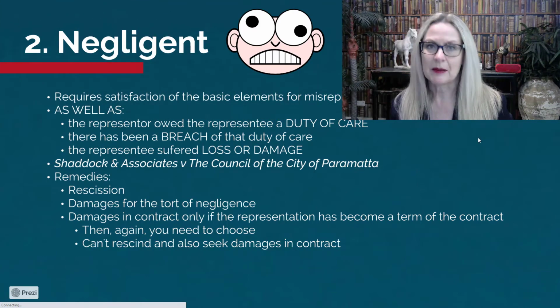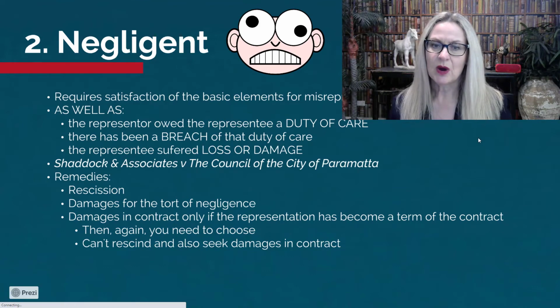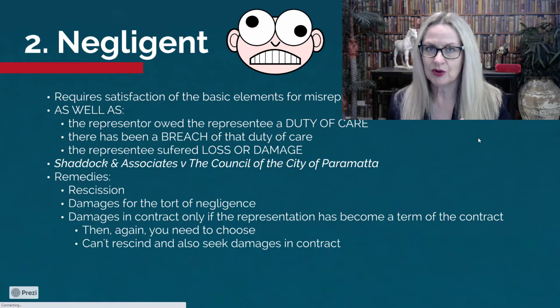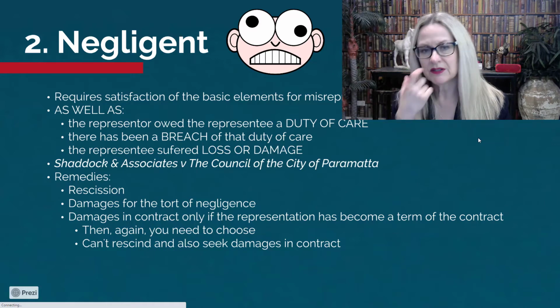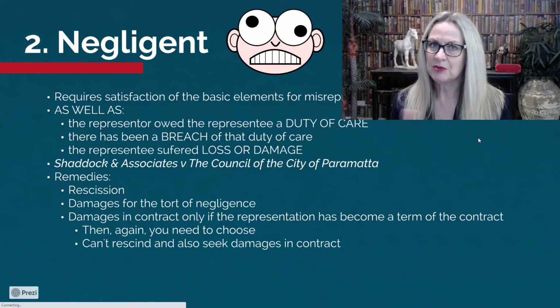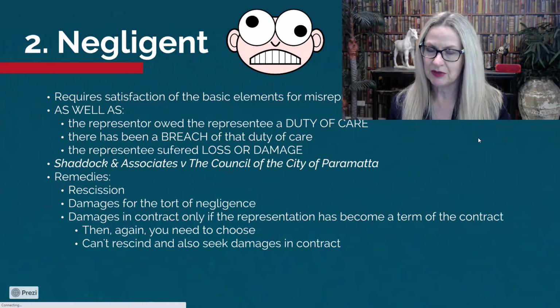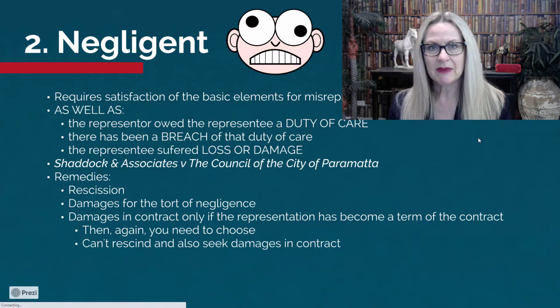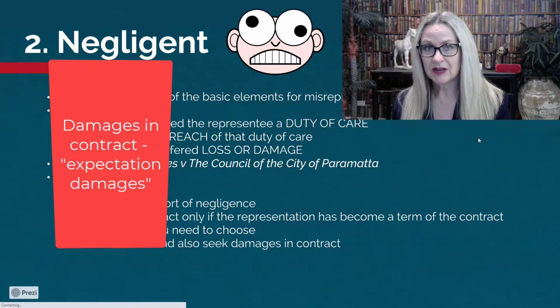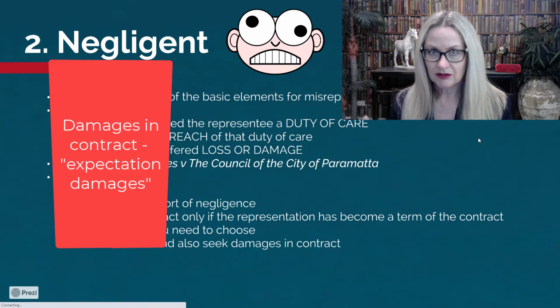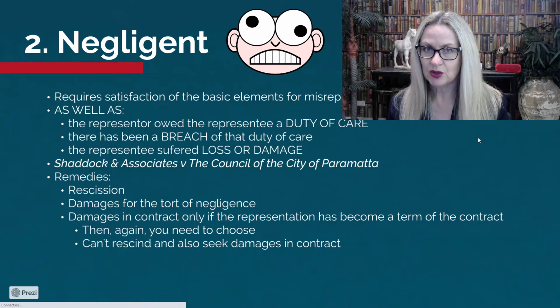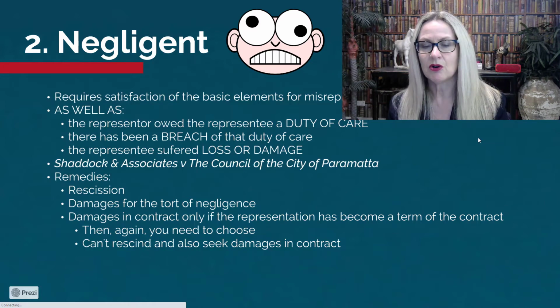When you're seeking damages in contract, you are essentially asking the court to place you in the position as if the contract had been performed. Damages in contract are designed to get the plaintiff into the position as if the contract had been performed. So if you expected to make a certain profit, we call that expectation damages, then they are the damages that you will be awarded in contract.